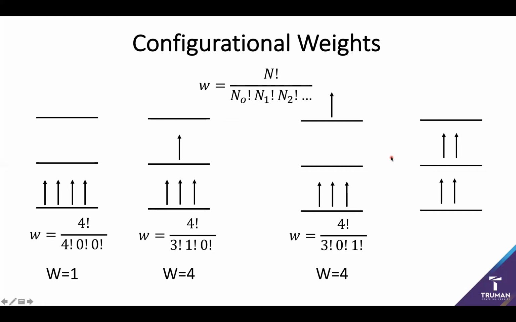Now, a little bit more exotic option is I take my four particles, I put 2 in the ground state and 2 in the first excited state. And in this case, I still have 4 factorial in the numerator, but now I've got 2 factorial times 2 factorial times 0 factorial. Now, if you end up crunching the math, this one gets a little bit fun as we now have a weight of 6.